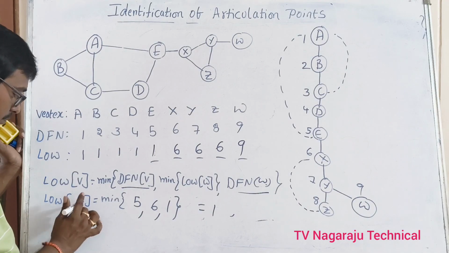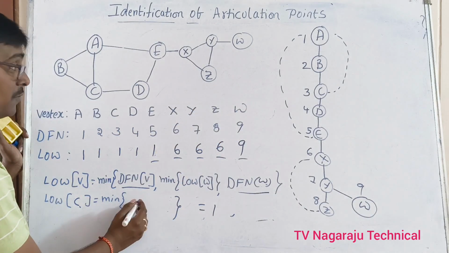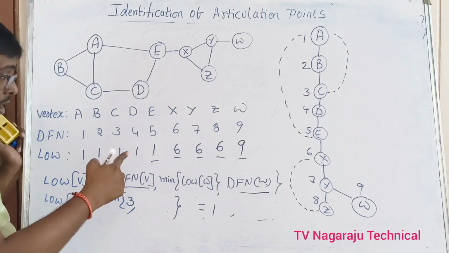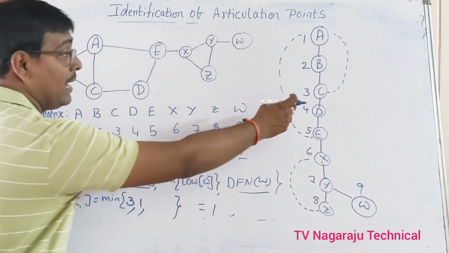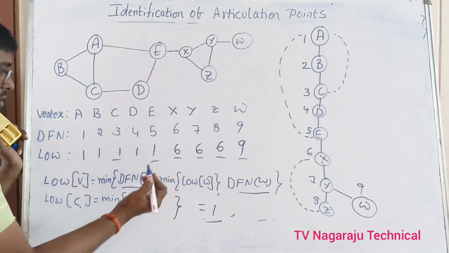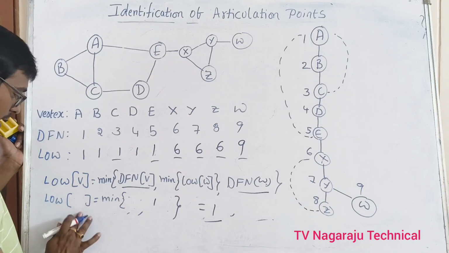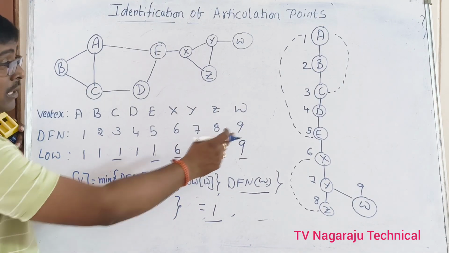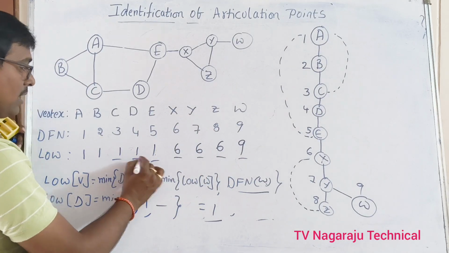Similarly, for C, DFN of C is equal to 3. C has one child, that is D. Low of D is equal to 1, and the back edge from this one gives DFN of A is equal to 1. For C also 1. Similarly, for D, the child is E. I forgot to calculate D. DFN of D is equal to 4. Low of E is equal to 1. There is no back edge. For D also, the answer is 1.